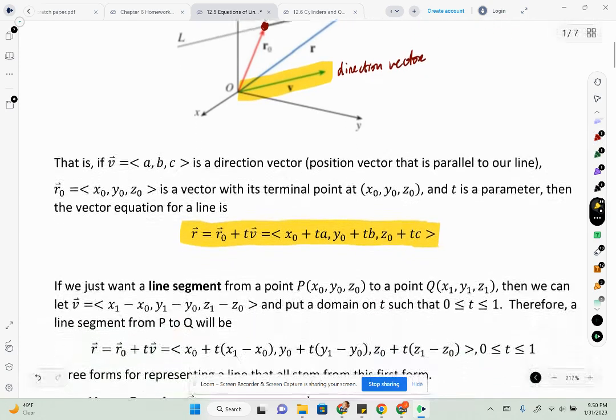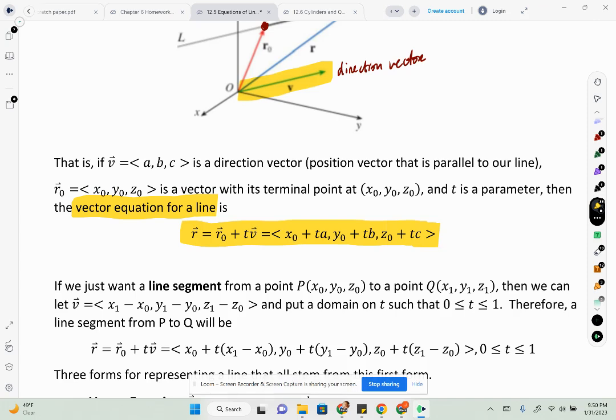Our vector equation of a line is r naught plus tv. And if I pop in all those values that I just gave for v and for r naught, then what we end up with is a vector whose first component is x naught plus ta, the second component is y naught plus tb, and the third component is z naught plus tc. And all three of those together make up the vector equation of a line.